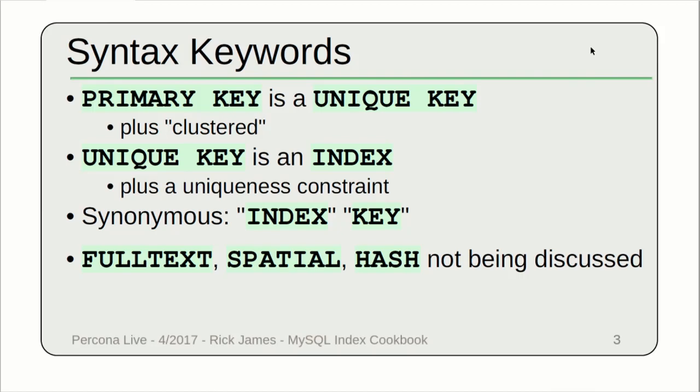A primary key is a unique key. Some people don't know that, and they duplicate unique key. Not a good idea. It's clustered. I'll explain clustered as we go along. A unique key is an index, so you don't need both a primary key and an index, or a unique key and the same column indexed. The words index and key are synonyms.